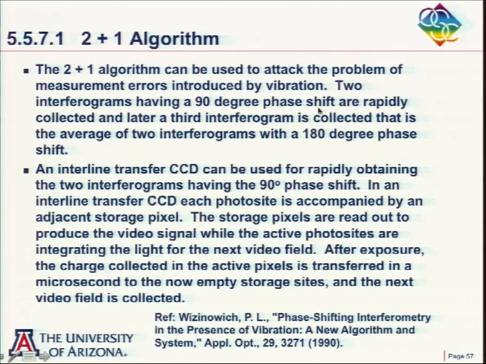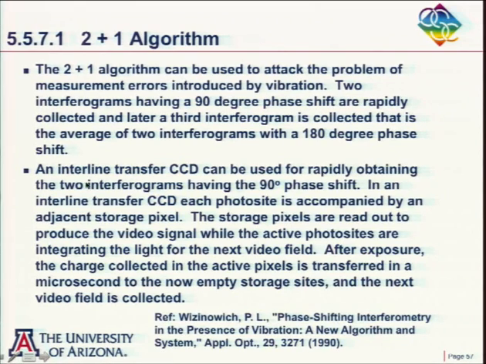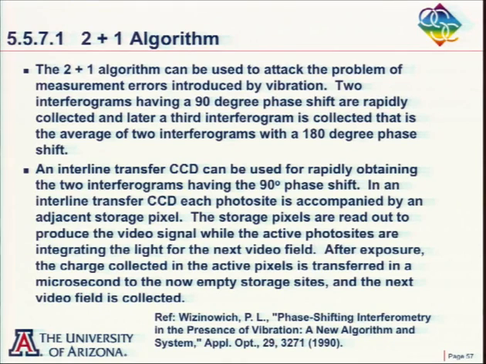So how do we take two 90-degree phase, two frames that are shifted in phase by 90 degrees, how do we take these real rapidly? That's where Roger's knowledge of CCDs came to play. He says that if we have an interline transfer CCD, we can get these two frames of data real fast. And in the interline transfer CCD, each photosite has next to it an adjacent storage pixel.